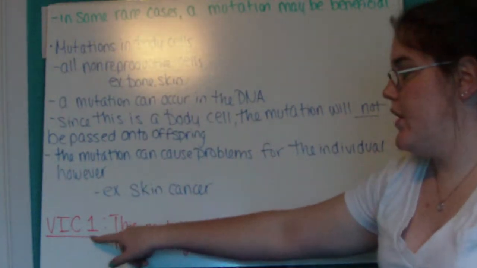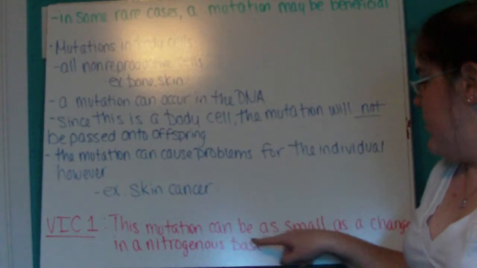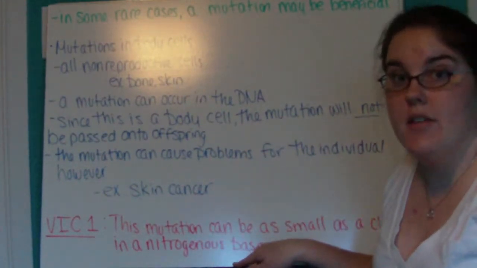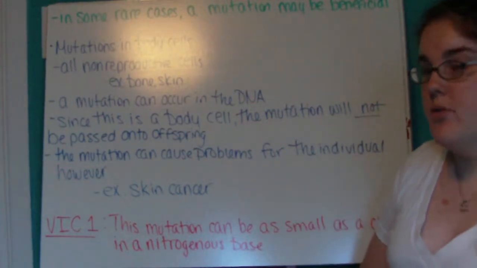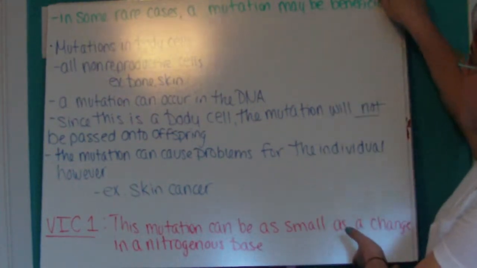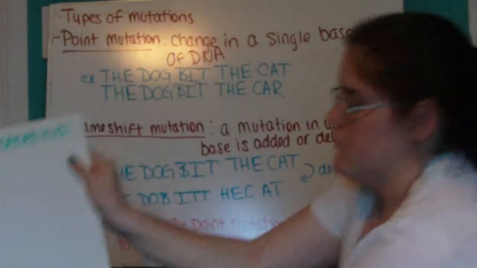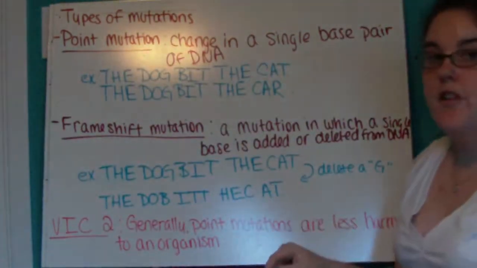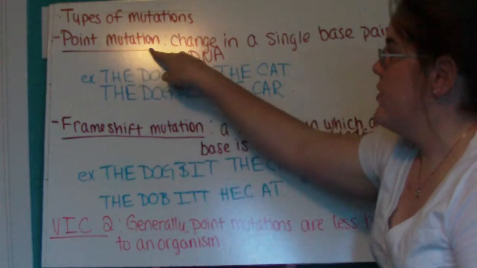So our very important concept number one, this mutation can be as small as a change in a nitrogenous base. So we can have two types of mutations, which we're getting ready to talk about. Now, our two types of mutations. Our first type of mutation, we're going to have a point mutation.